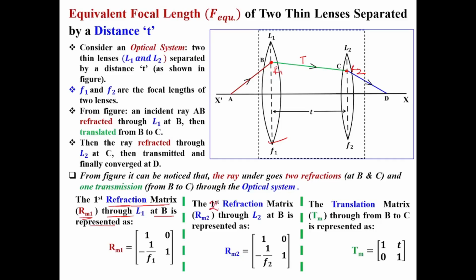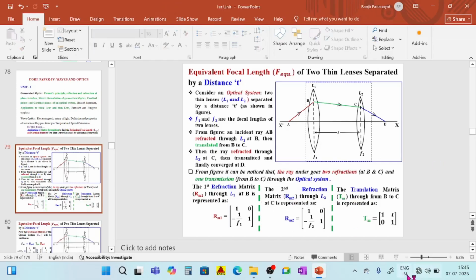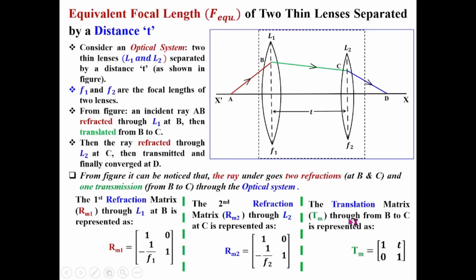Likewise for the second refraction, this should be second, mistakenly written. For the second refraction, the refraction matrix Rm2 through L2 at C is represented as [1 0; -1/f2 1]. Here f2 is the focal length of lens 2.